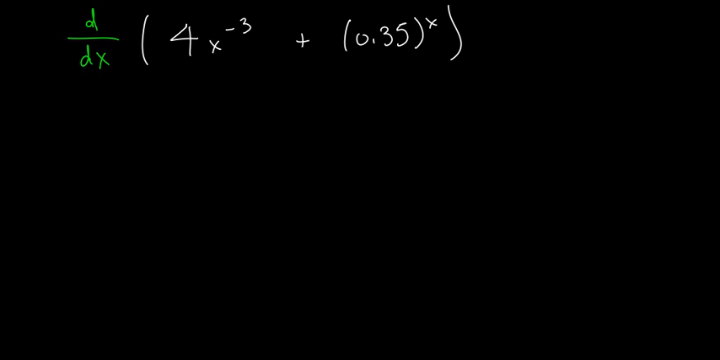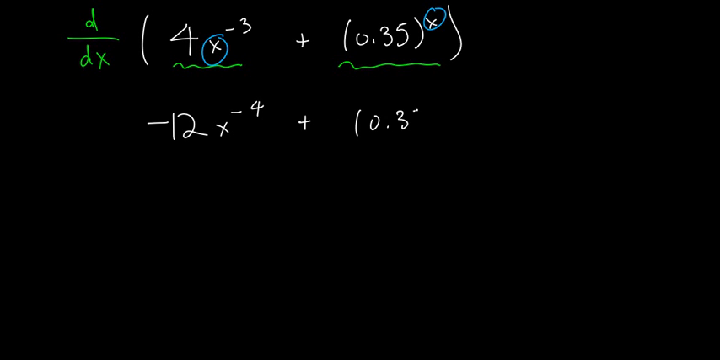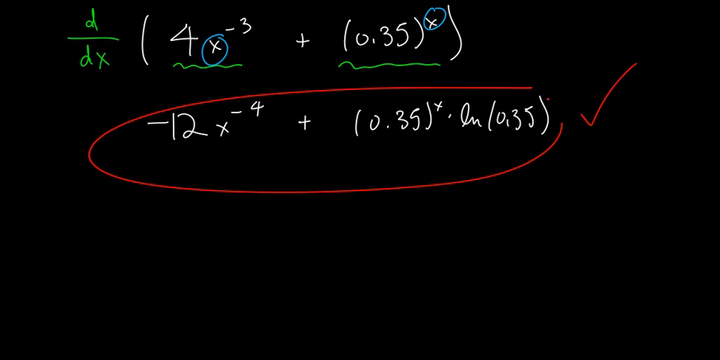The derivative of 4x to the minus 3 plus 0.35 to the x. All right, looks complicated, but it's not. The first one, you just have to recognize that this is something you use power rule on, and this is something you use the formula for exponential functions on, because the variable here is in the exponent, and on the left part, the variable is in the base. So how does this go? Power rule, negative 12 x to the minus 4, plus itself times ln of the base. Done. Okay, so that's the answer.